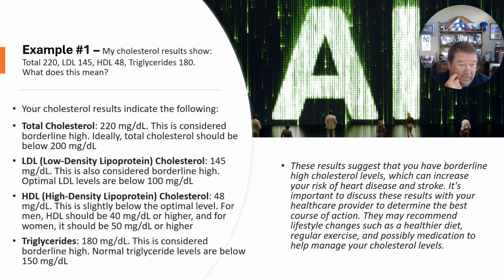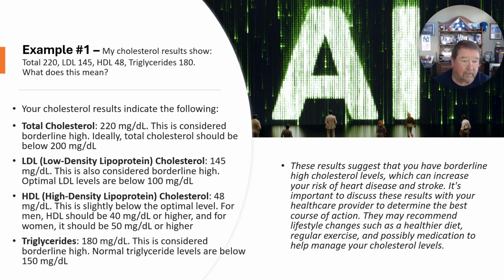Now we're going to go into a few examples. The first example is medical. You can take pretty much any medical result you get, whether it's an MRI or a CAT scan, you just upload that, or copy and paste it right into the AI tool. It'll come back and explain to you what's going on. I did a pretty simple one here. Cholesterol results, total 220, LDL 145, HDL 48, triglycerides 180. What does this mean? That's what I typed into AI.